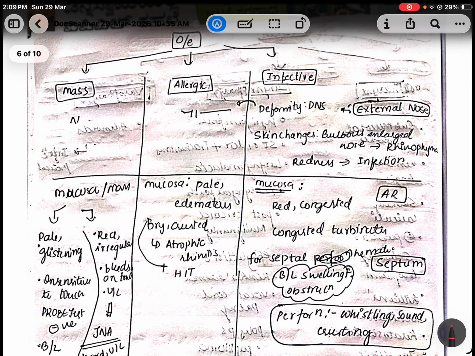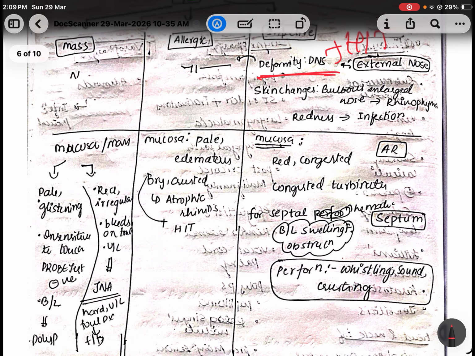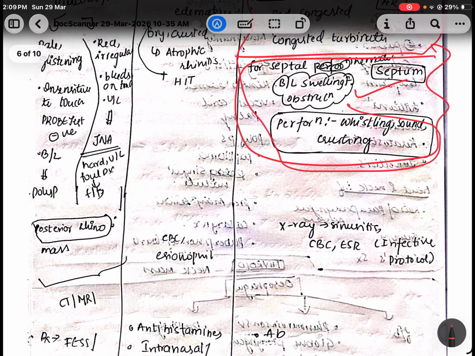Then again, examination findings, one important thing which people miss. If it's an infective condition, what is the major thing which you have? TNS plus HIT, that is hypertrophic inferior turbinate. You need to mention all these things, and how the mucosa looks. If there are septal disorders, I'll include that. If there's a perforation, you have to mention whistling sound and crusting. Otherwise, even if you mention bilateral swelling with obstruction, it's more than enough.